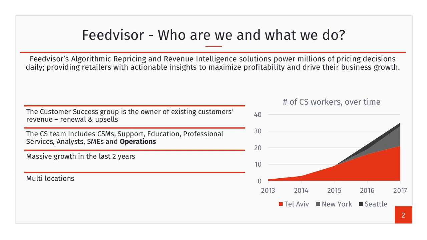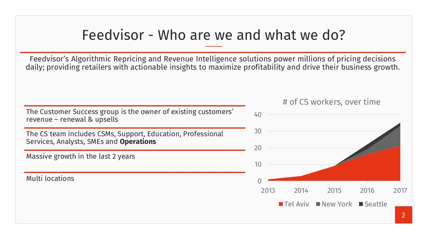I joined Fitvisor 2.5 years ago to the Success Group, and we are the owner of the existing customers' revenue, either renewal and upsells. As you can see in the graph on the right hand, we had a massive growth in the last 2 years, from 90 employees when I joined in the Tel Aviv office. Now we are 35 employees in 3 different locations. And we have CSM, support, education, professional services, analysts, SMEs, and I'm in charge of the operations.